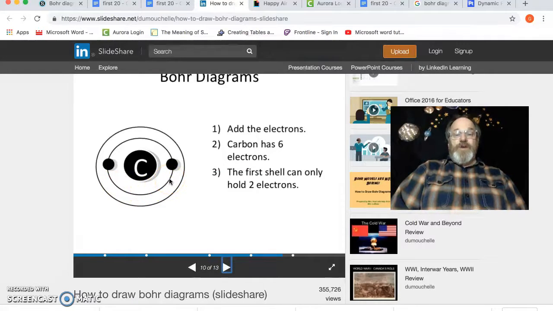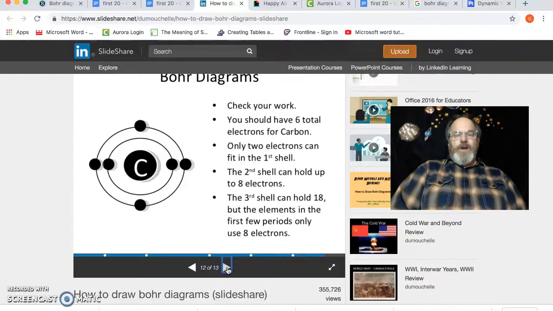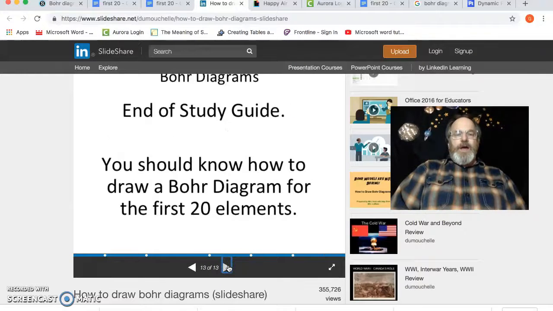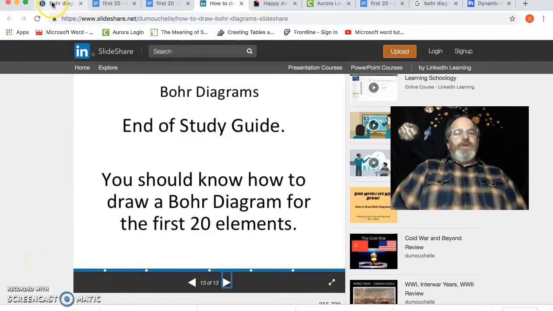So there they are. So I bet if you are on top of this already, you can figure out how many are going to be in this second shell. If it has 6 electrons, there's 2 in the first shell, how many electrons will be in the next shell? Let's go to the next slide, and we see that there are 4 electrons in the second shell to give us our 6 electrons. All right, check your work. You should have a total of 6 electrons for carbon. So I think if you use the resources that are in the course, you'll be fine in doing these assignments.